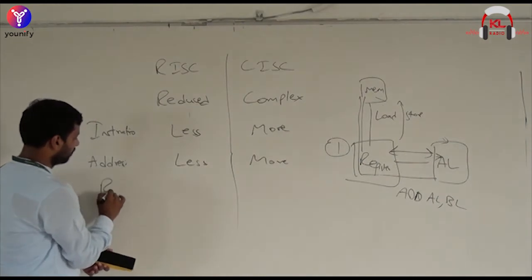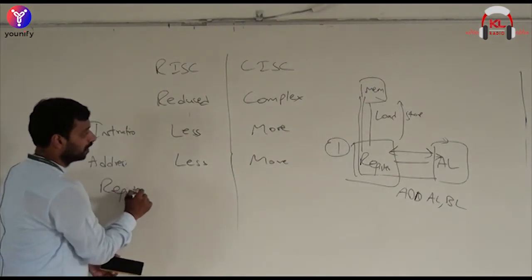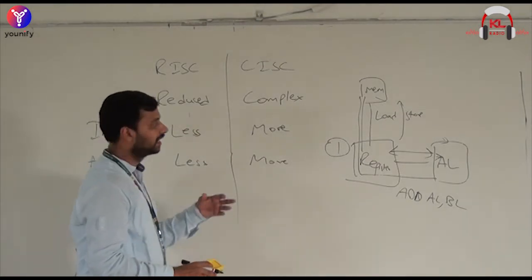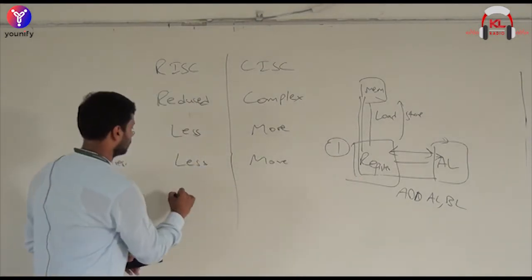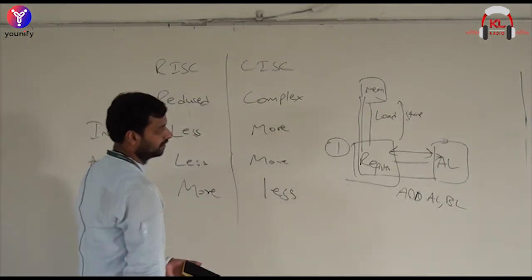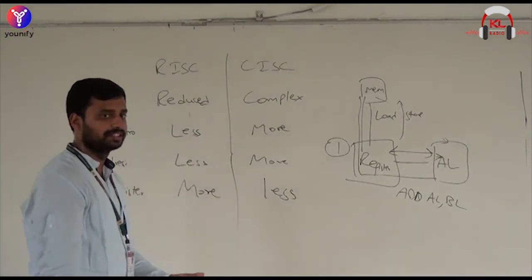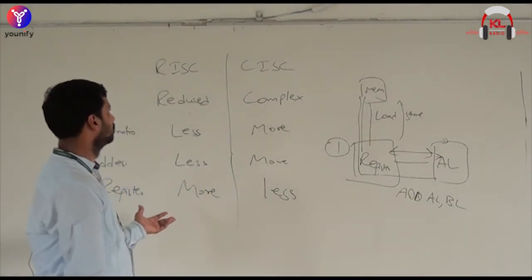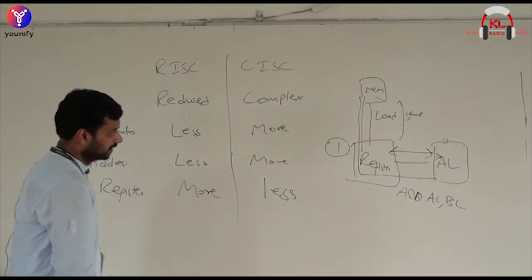Who will have more number of registers? Who requires more number of registers? Obviously RISC, because every piece of data is getting stored in the register. So we need to have more registers in RISC and fewer in CISC. Who will have more number of instruction possibilities? Again, CISC will have more number of possibilities compared to RISC.